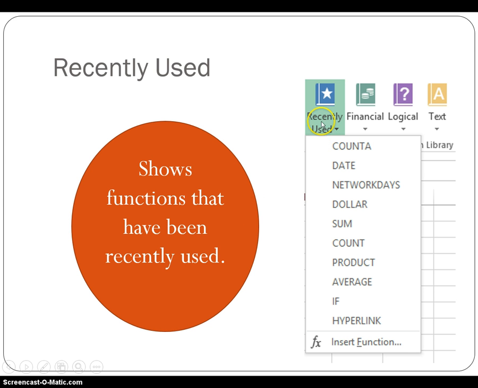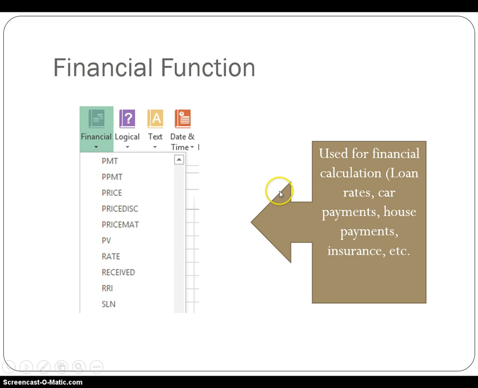Your recently used, these are all in your formulas ribbon. If you click recently used, you'll see counta, date, network days, dollar, sum. These have been functions that have been used recently. The financial functions, these are the financial functions. They'll do calculations such as loan payments, car payments, house payments, those type of things. The main one that we'll probably use in this course is PMT.